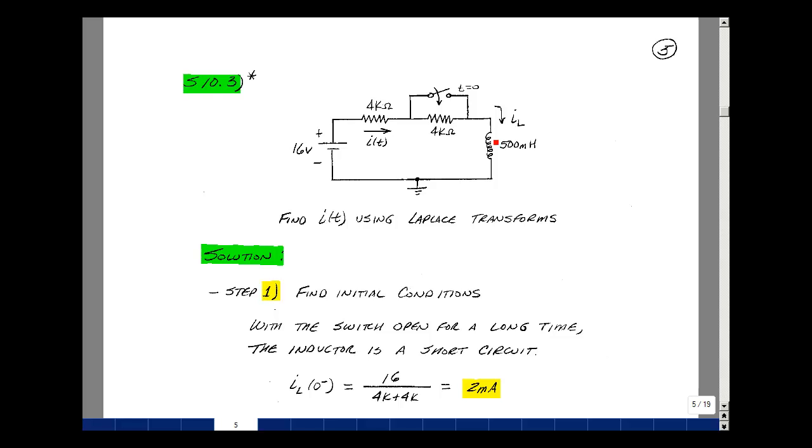or 0. So if this is a short circuit, I've got 16 volts here, and I've got 4k and 4k. So the current would be 16 divided by 8k. 16 divided by 8 is 2, and 1 over 1k is milli, so it's 2 milliamps.